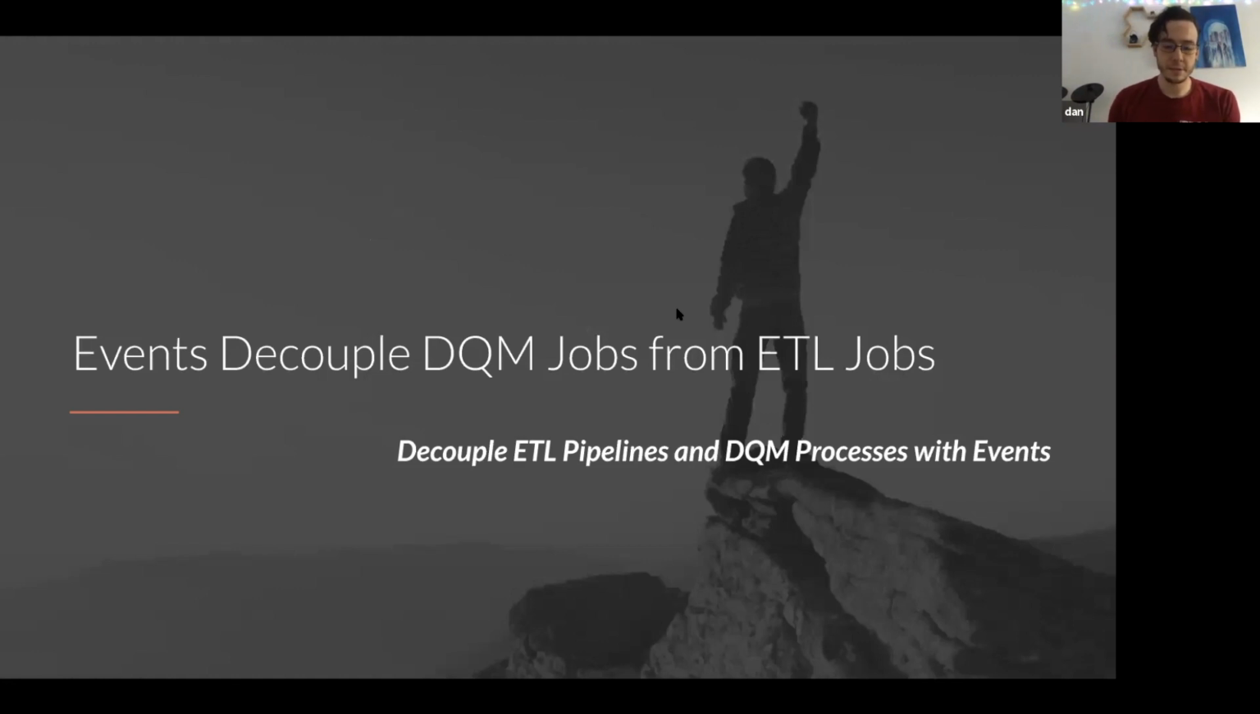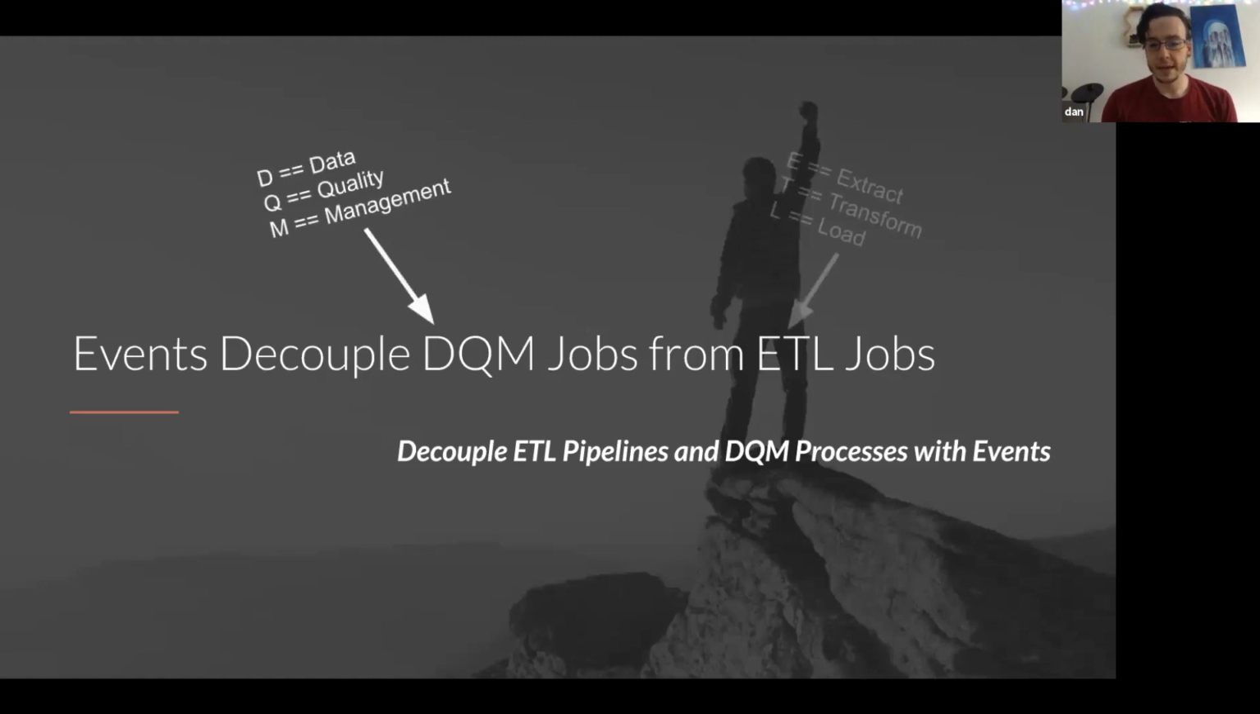So the thesis slide for this talk is that events decouple DQM jobs from ETL jobs. The idea is that these two separate jobs are tightly coupled and events will break them apart. For those of you that don't know, DQM and ETL are two acronyms used in the data analytics and data engineering space, where DQM stands for data quality management and ETL stands for extract, transform, and load.